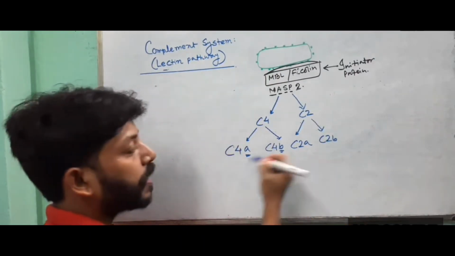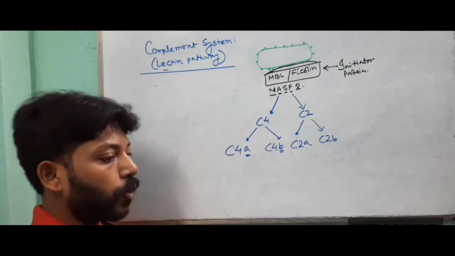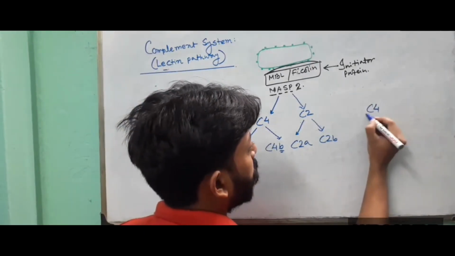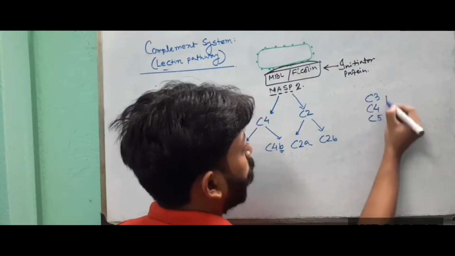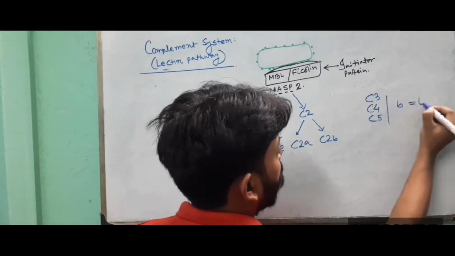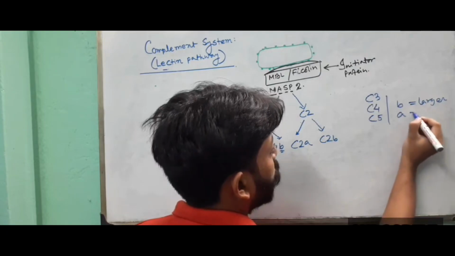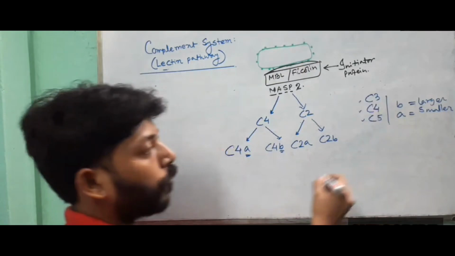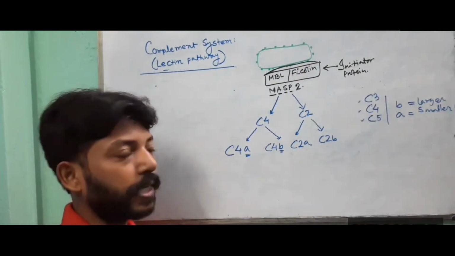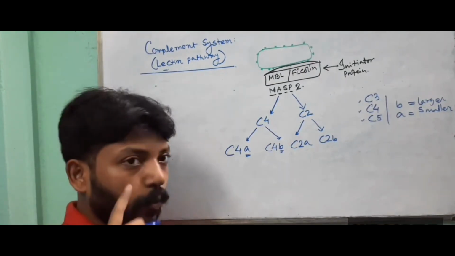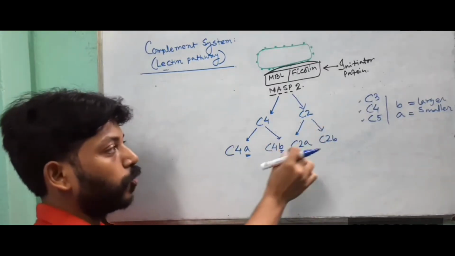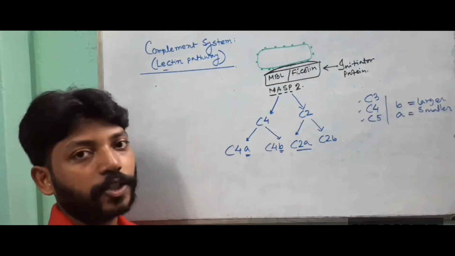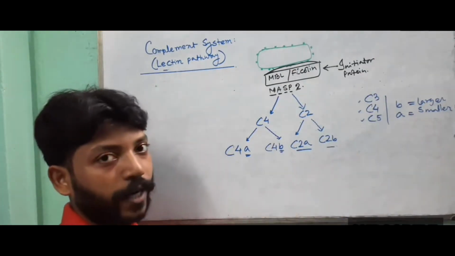C2b. But here is a difference and an exception. Complement proteins like C4, C3 and C5 follow the rule that b is the larger fragment and a is the smaller fragment. These 3 molecules, C3, C4 and C5, follow that rule. But there is one exception, that is C2. When C2 is cleaved, it produces C2a and C2b. Here C2a is the larger fragment and C2b is the smaller fragment.